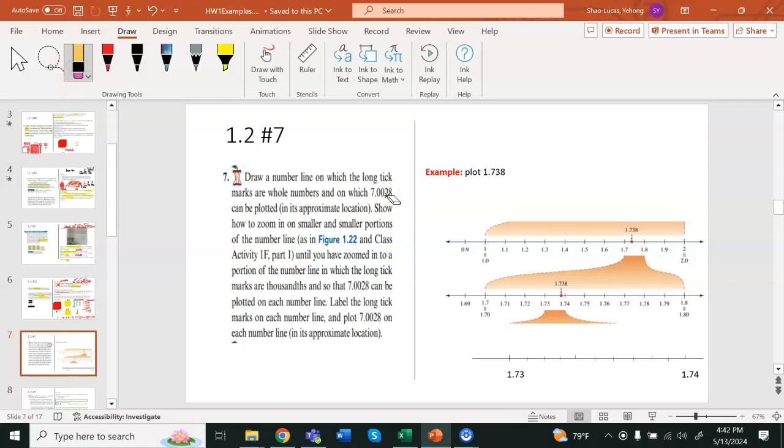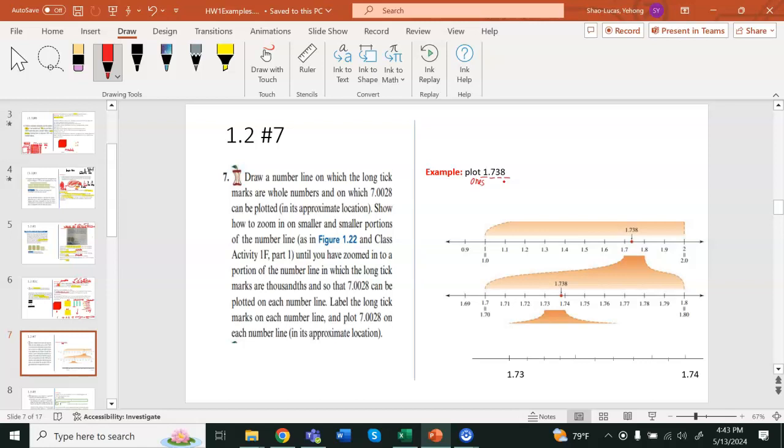7.0028. So here I'm going to try to do 1.738. Now, when we look at the number 1.738, it has 3 decimal places. So we have the four place values. We have a number in the ones place, tens place, hundreds place, and thousands place. So we're going to first start with the ones.